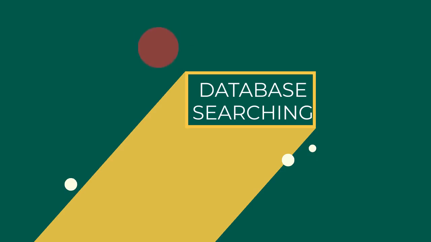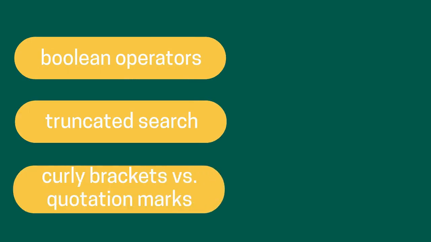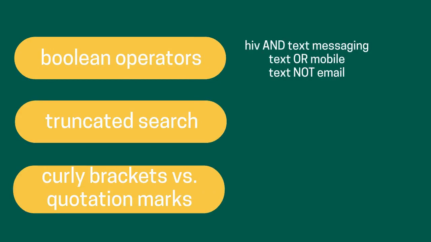Finally, as many features as databases have, it's helpful to think of them as very simple, in that they don't intuitively know what we are seeking. Using tools like Boolean operators, truncated searches, and curly quotes versus quotation marks allows us to more clearly indicate to the database what we are seeking. Remember, Boolean operators are and, not, and or, and indicate that we want all of these terms, this term, not that term, or we're seeking synonymous terms for our search.